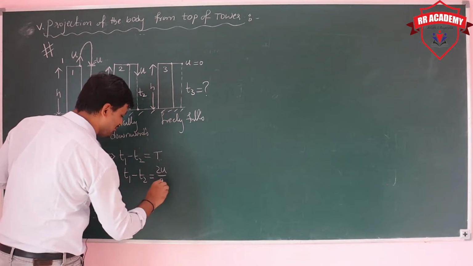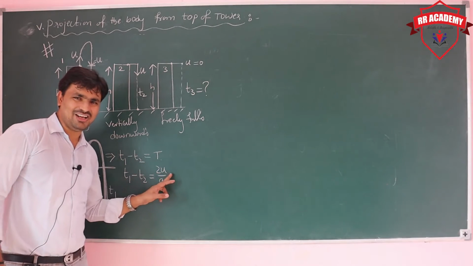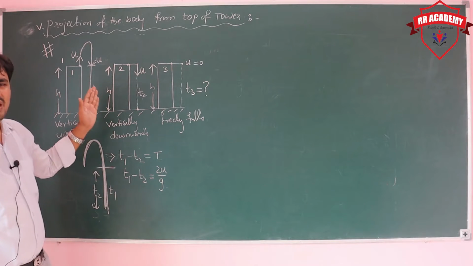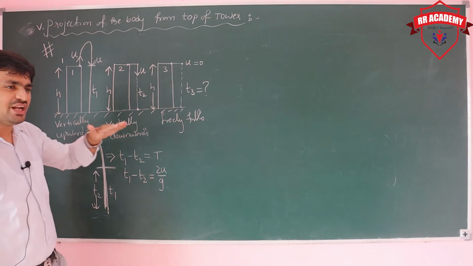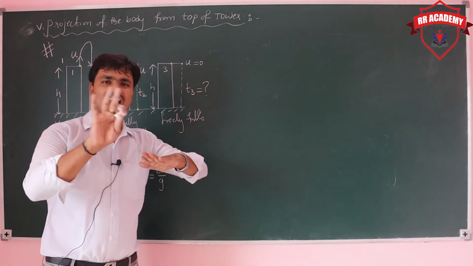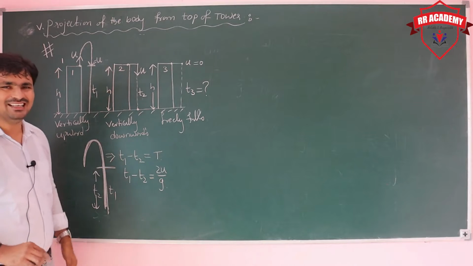t1 minus t2 is equal to, t value how much? Yes, 2u by g. You are doing well. T is equal to 2u by g, because it is the time of flight, the time taken by the body to reach the ground. Ground is nothing but the point of projection. Here the ground is not this one. How much? 2u by g.